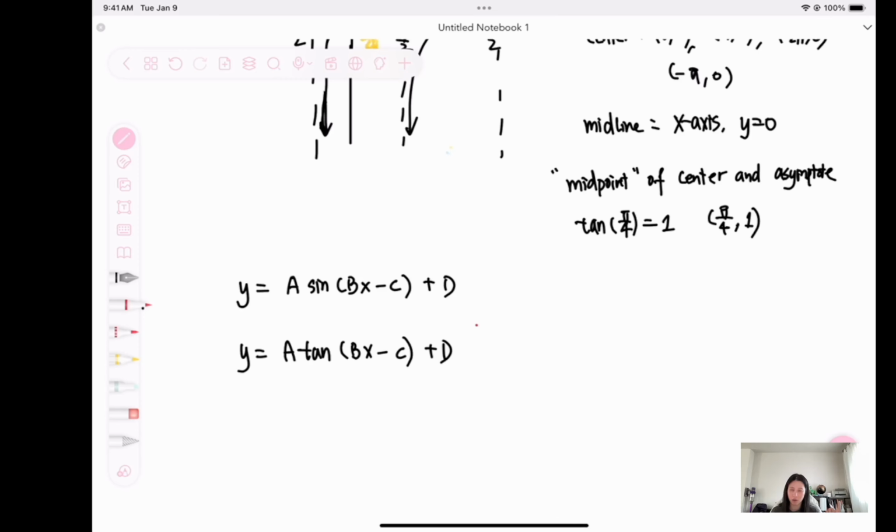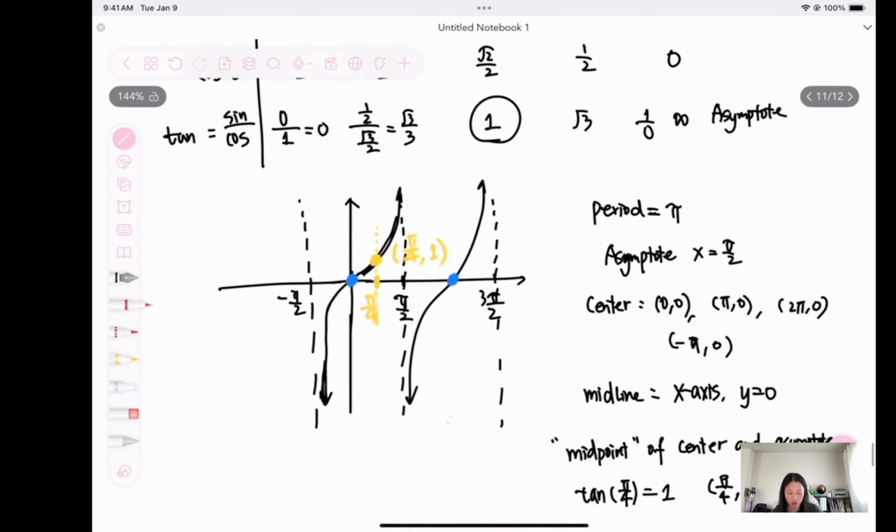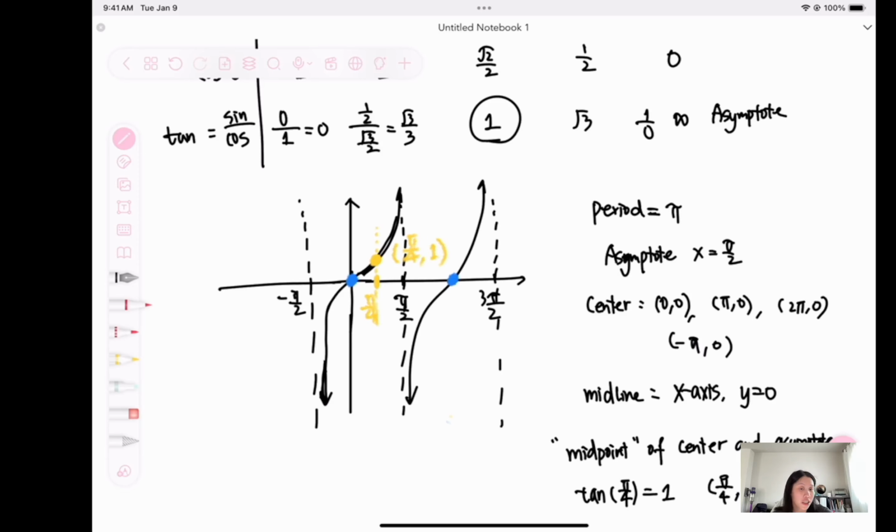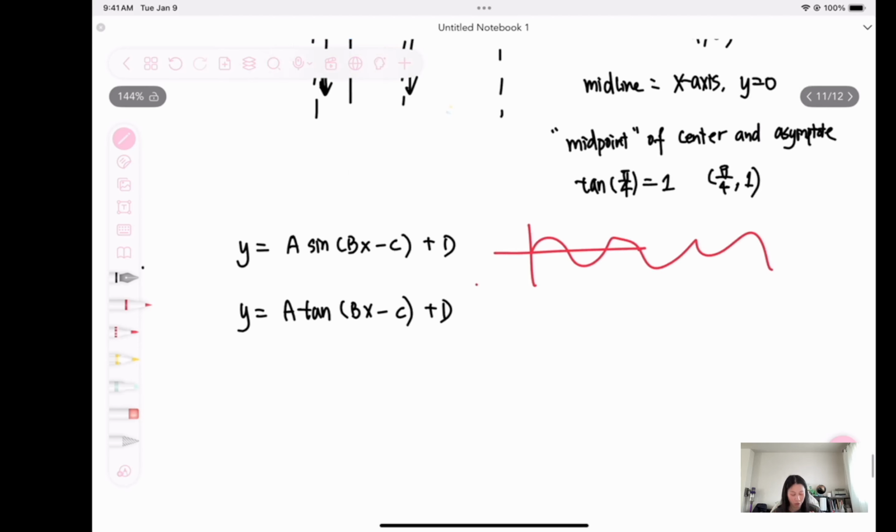In this case, tangent is not a sinusoidal function. Sinusoidal function means it has to be continuous, and the pattern repeats, looking like this one. That's called a sinusoidal function, but tangent is not. As you see, tangent is more like going up, and going up repeatedly. They are not continuous. They discontinue at the asymptote. So that's why we don't call tangent a sinusoidal function.